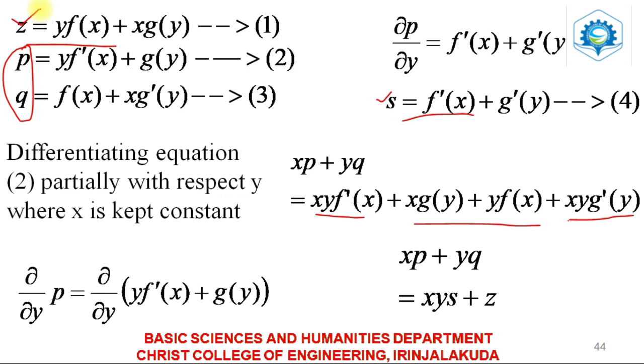So keep in mind that if you have two arbitrary functions, use second order derivatives also to eliminate and form the differential equation. If you have only one arbitrary function, just use p and q. That's all.